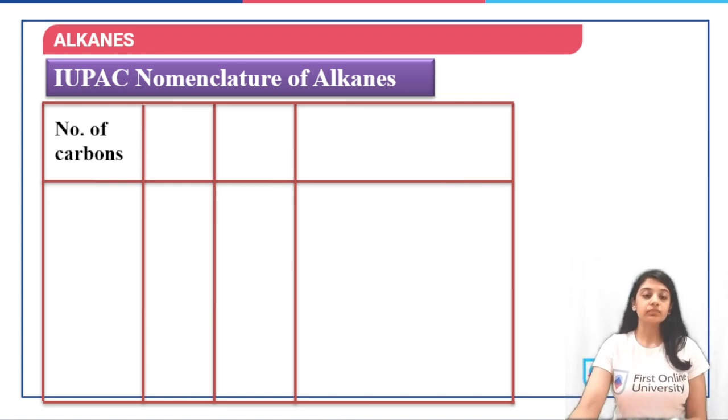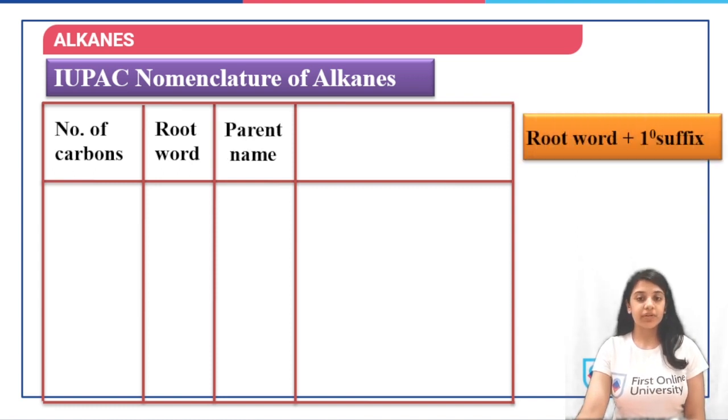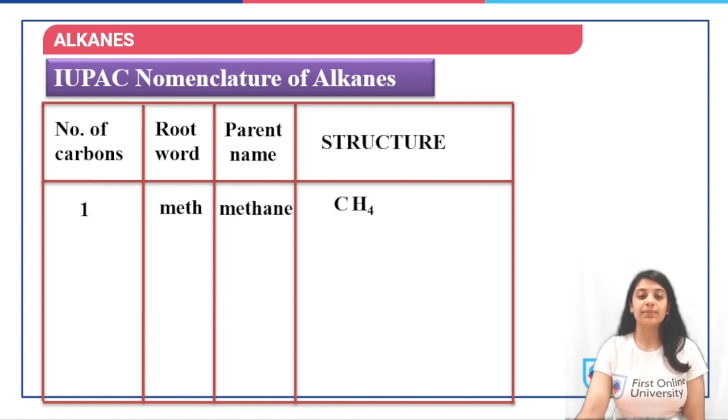Depending upon the number of carbon atoms, we will be giving a root word and then the parent name. So: root word plus 1 degree suffix. What does all of this mean? We'll understand it very quickly. And the structure, obviously. If the number of carbon atoms is 1, the root word is meth. The parent name here in case of alkanes would be methane, and the structure is simply CH4.